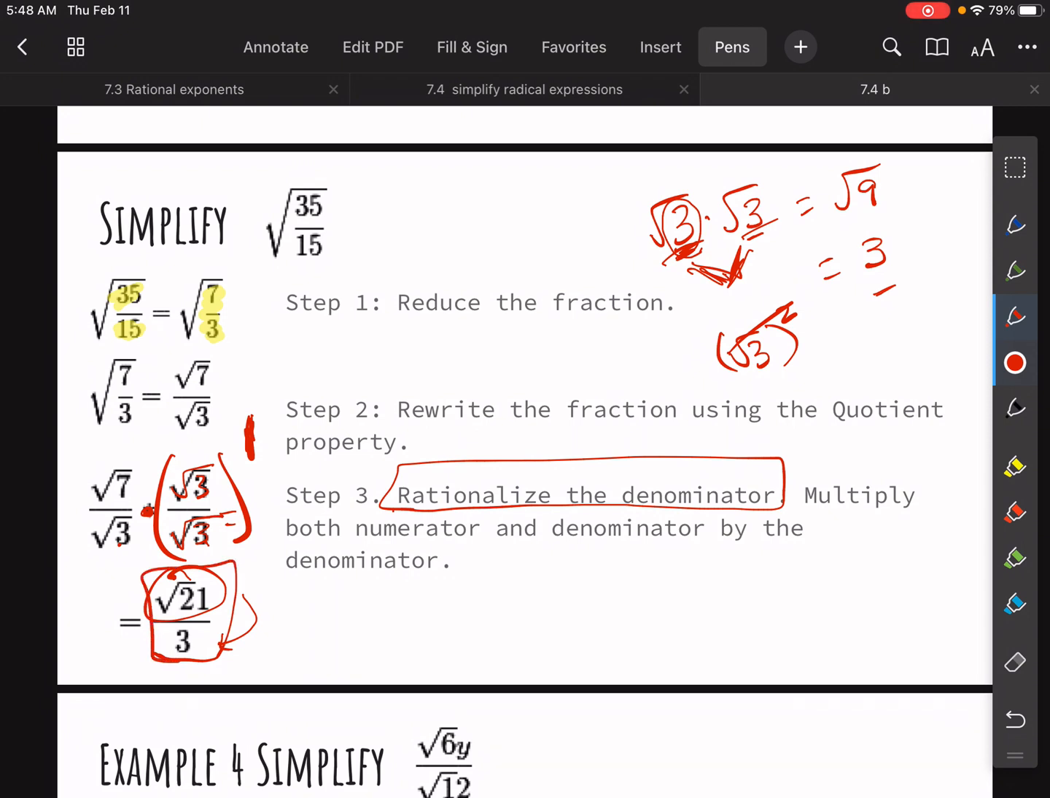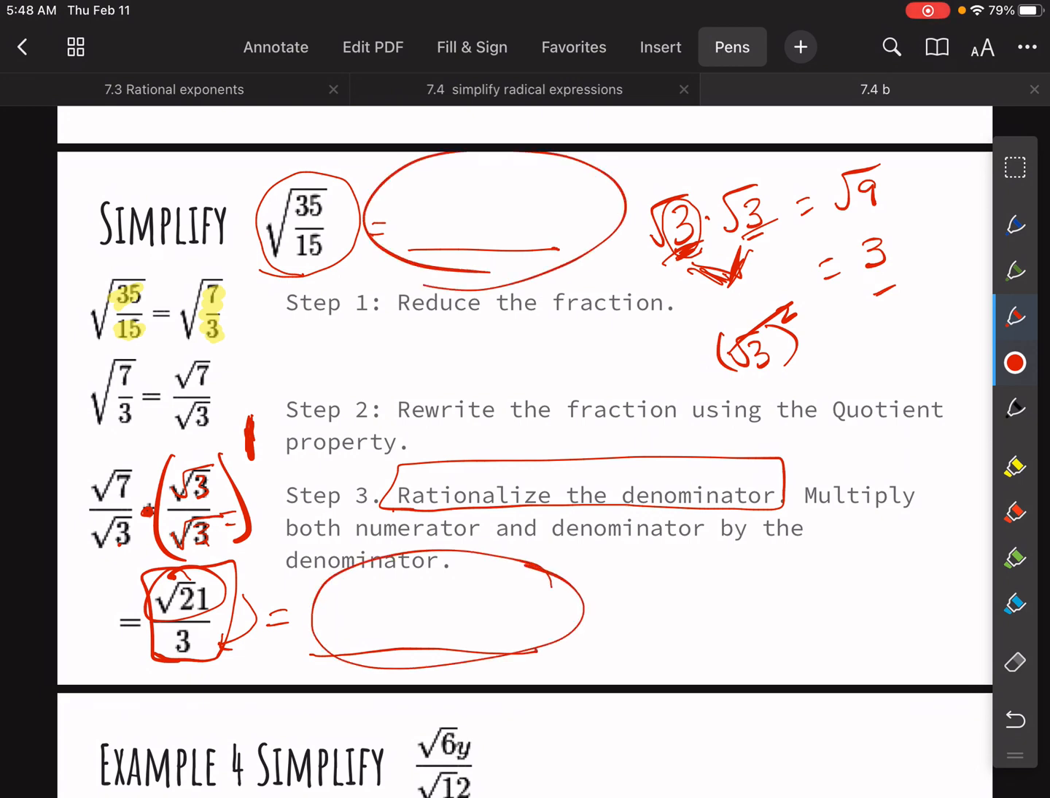Now look, an important thing to note here is if you hopped on your calculator and took the square root of 35 over 15 and got some decimal, and then you took the square root of 21 and divided that by 3 and got some decimal, those decimals had better match up.